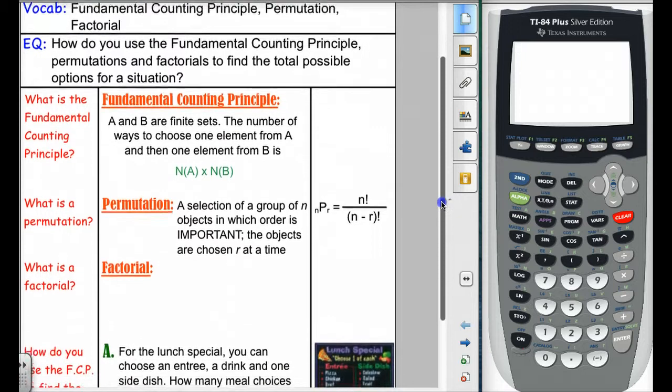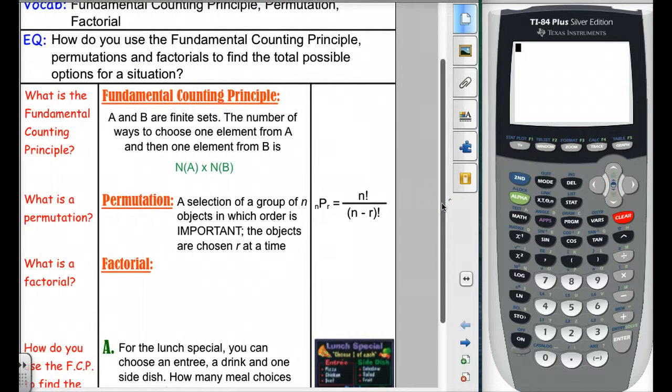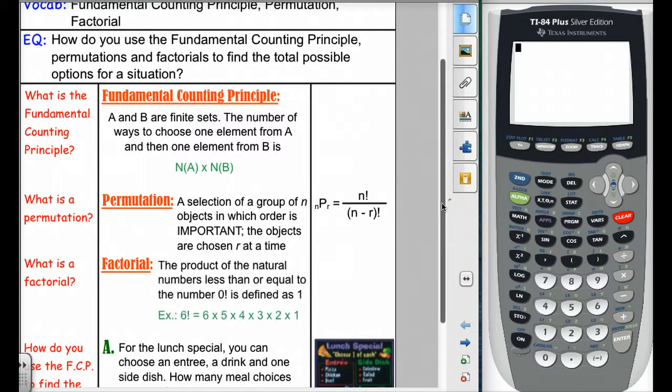Factorial, we've talked about these a little bit in class, and a factorial is going to be that product of the natural numbers less than or equal to the number. 0 factorial is defined as 1. And that simply put means that, for example, if you have 6 factorial, you take 6 times 5 times 4 times 3 times 2 times 1. So you take all of the numbers from the number that's next to the exclamation point and multiply them all the way down to 1 and get the product. And we're also going to look today at how to use a graphing calculator to be able to get this information.